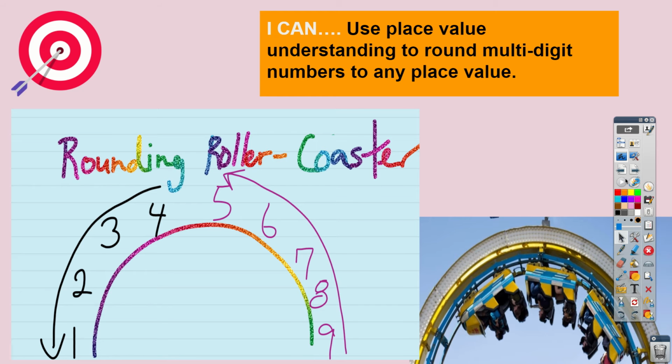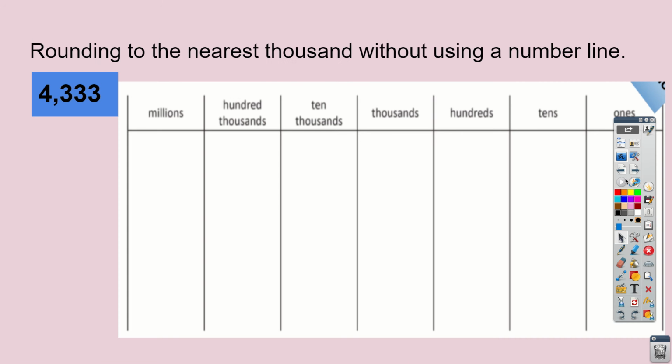On our rounding roller coaster, we have digits going up and down. Some digits that are going down are digits 1, 2, 3, and 4. And digits that are going up are 5, 6, 7, 8, and 9. Now we have to round to the nearest 1,000 without using a number line.